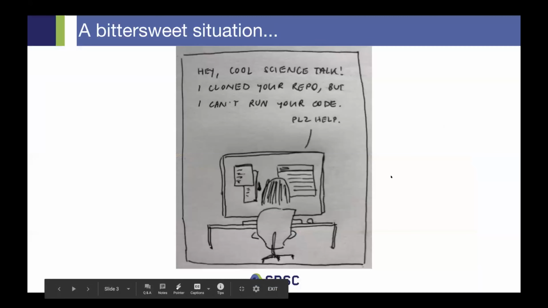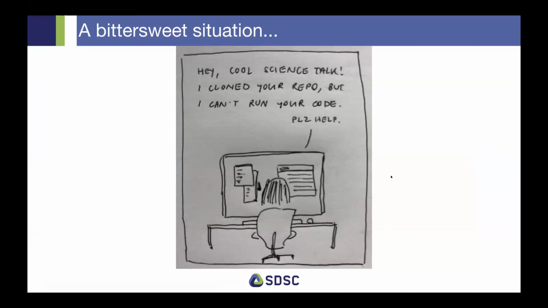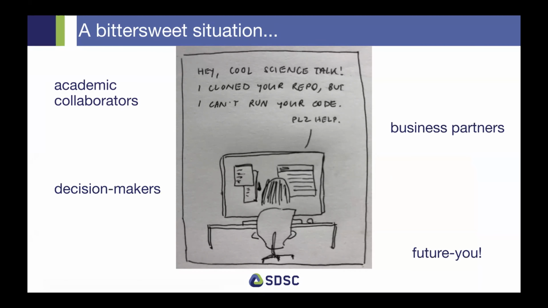So you can imagine maybe you're in a situation where you give a talk or something like this, and you share some code, and someone responds to you later. They say, "Oh, I cloned your repo, but I can't run your code. Can you help me?" And you could imagine not just from a talk, but maybe you have academic collaborators, business partners, decision makers, and also your future self, because you always kind of change over time, and you forget what you wrote, and the environment changes, and everything changes.